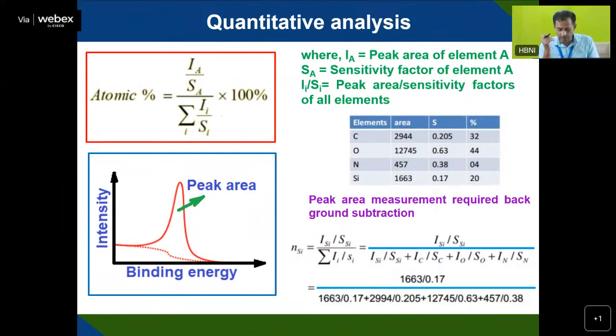In addition to chemical identification of, for example, silicon or sulfur that is present, the oxidation state can be determined. In addition, you can get quantitative analysis results from this XPS analysis. If you know the peak area, that is, if this is the intensity of the peak you are getting, you can deconvolute it and calculate the peak area.